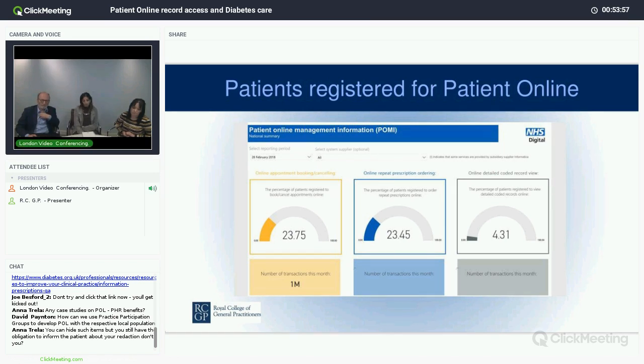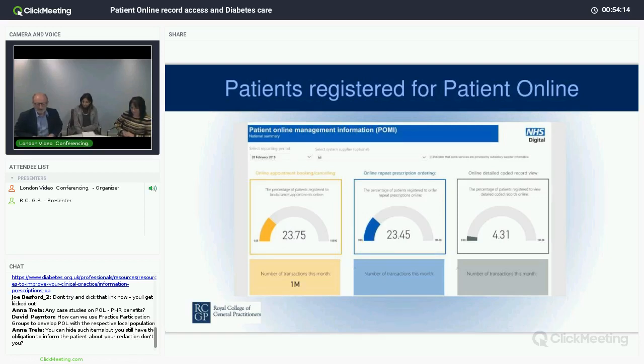But do have a look at the GP Data Hub on NHS Digital's website if you're interested, and you'll see more about your own practice there if you wish. So, moving on to the next one.